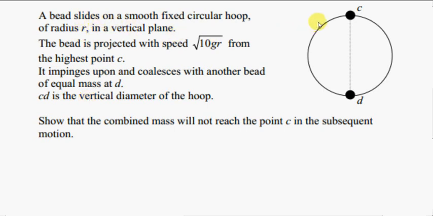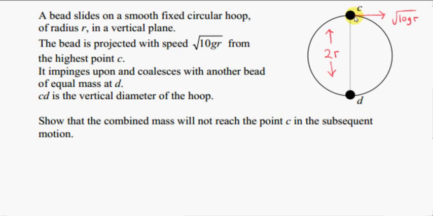A bead slides on a smooth, fixed circular hoop of radius r in a vertical plane. The bead is projected with speed root 10 gr from the highest point C. It impinges upon and coalesces with another bead of equal mass at D. CD is the vertical diameter of the hoop. Show that the combined mass will not reach the point C in the subsequent motion.